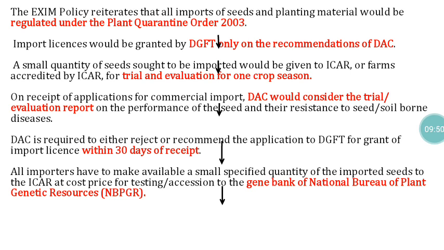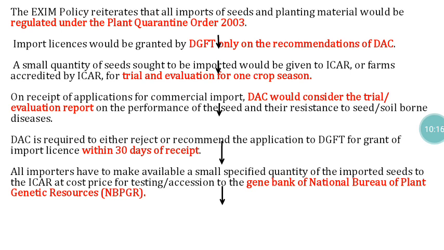the importer has to submit an application to the Department of Agriculture and Cooperation. After receipt of that application from the importer along with the recommendation made by the ICAR, the Department of Agriculture and Cooperation has to make a decision whether to accept or reject. Whatever the decision may be, it should be taken within 30 days of receipt.